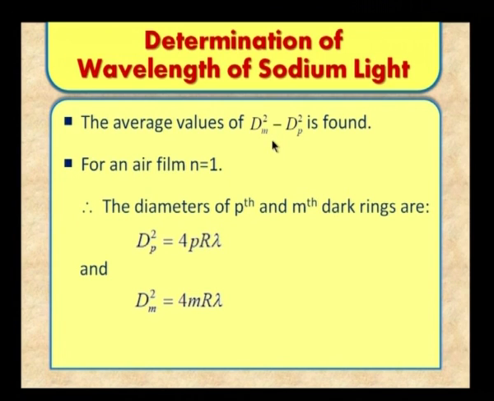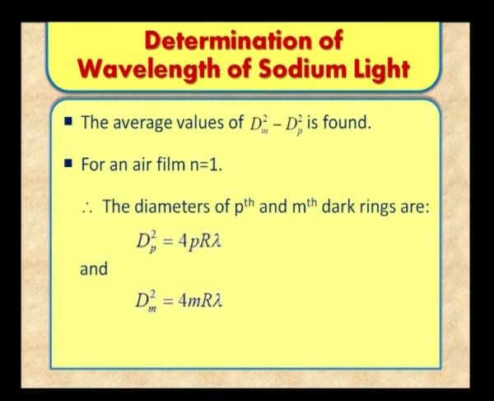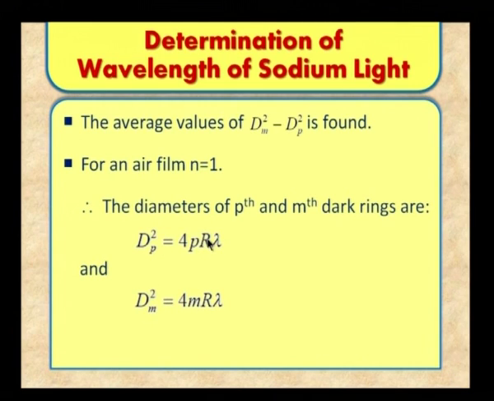film. The refractive index is equal to 1. You know, for air the refractive index is 1. The diameters of the pth ring and mth ring are given as follows. You have dp square equal to 4p multiplied by R into lambda. What is R? R is the radius of curvature of the lens. That is the important parameter. Similarly, dm square will be 4 into m into R into lambda. m is some number, maybe the 12th ring or 8th ring, whatever it may be.